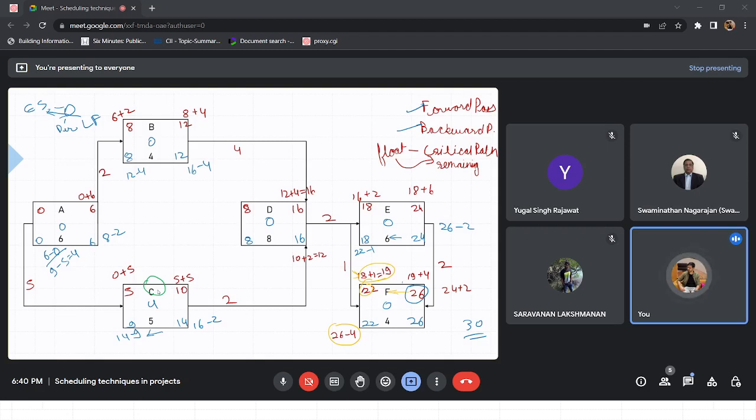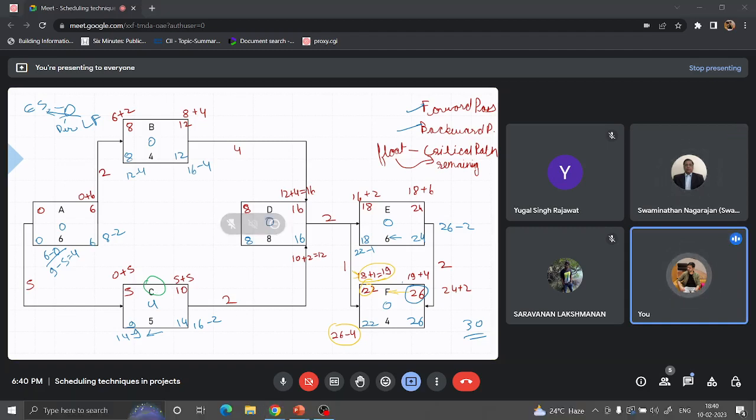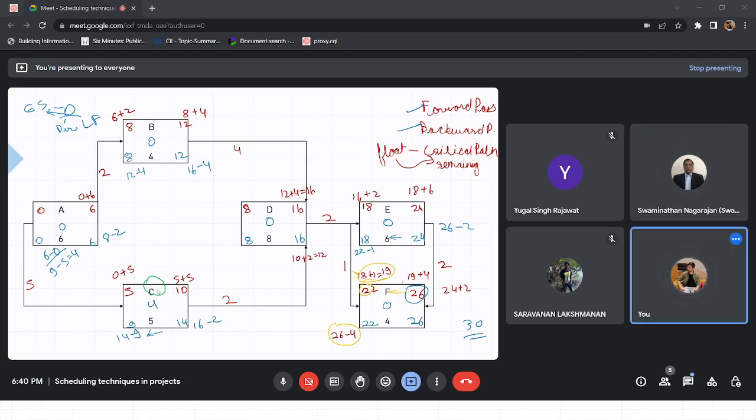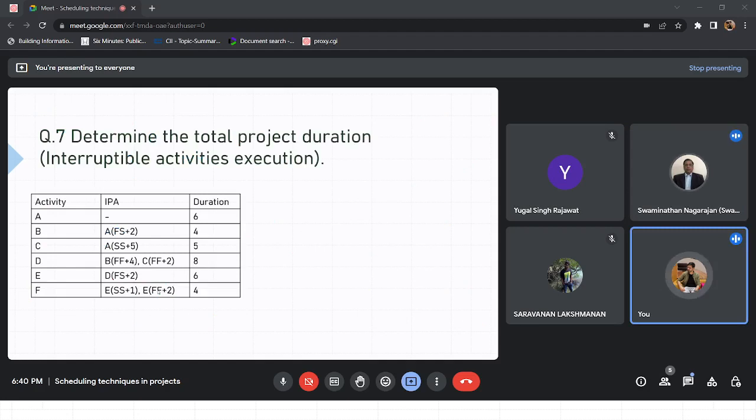You will see its use. I mean, if you remember this line, we'll see what happens in the next case. Okay. So, is this good enough for everyone? I mean, we have done continuous activity execution. Now, coming to interruptible, we'll be solving the same question.